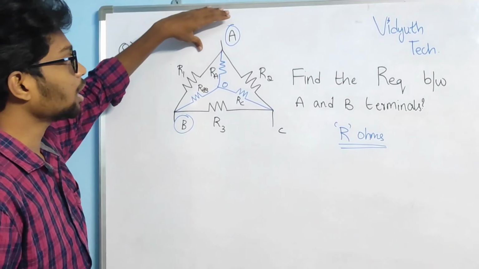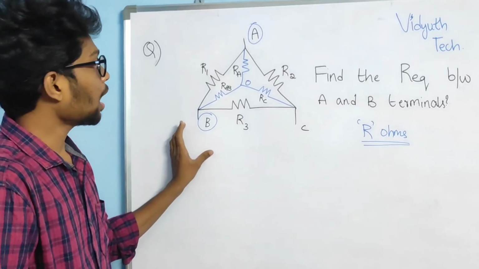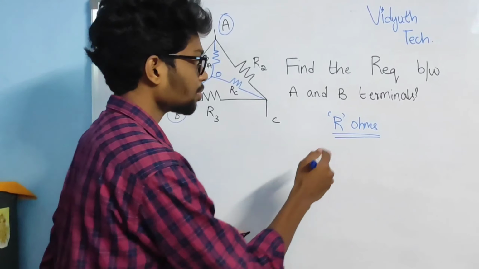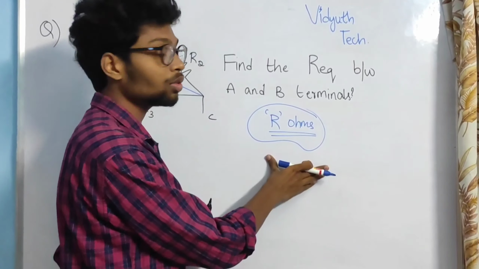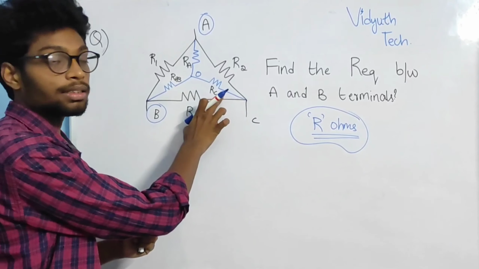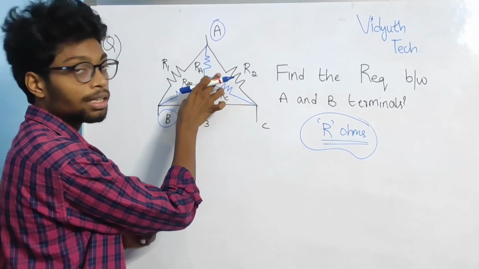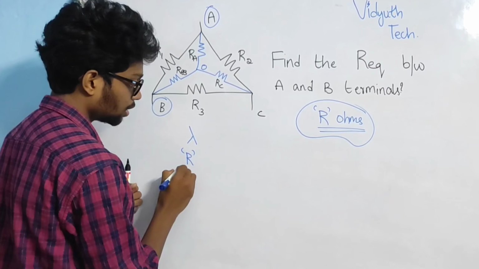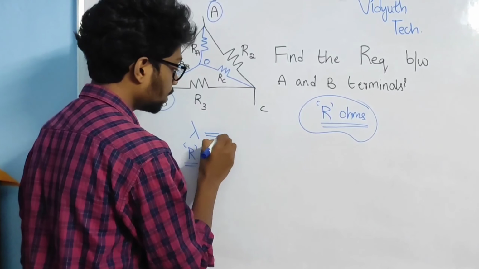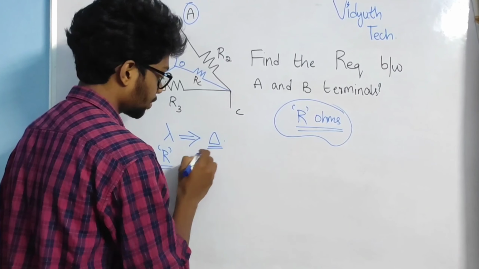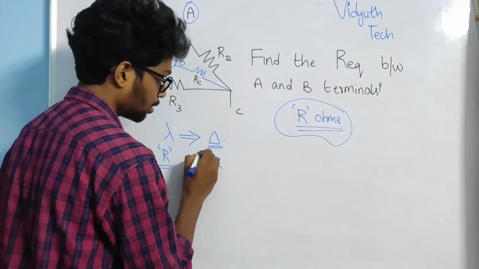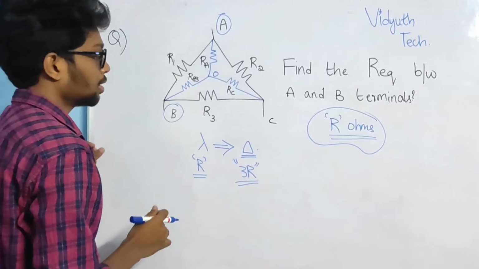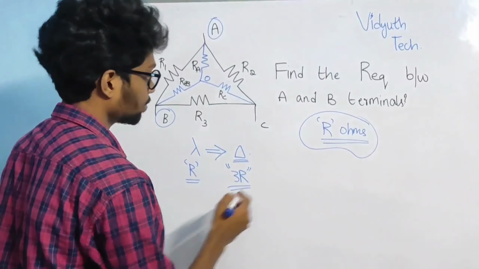For finding the equivalent resistance between the A and B terminals, I am converting the inner star into delta fashion. As we have equal values for RA, RB and RC, that is R ohms, whenever a star of resistance value R is converted into delta, it will be 3R, 3 times R. So I am converting the inner star into delta fashion.